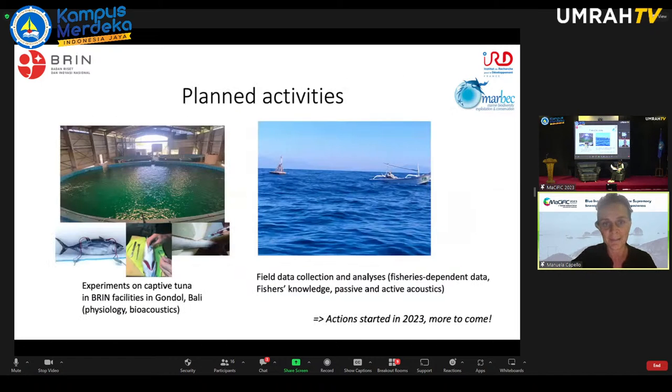So we have different activities that are planned and have started in 2023. Some activities concern experiments on captive tuna in the BRIN facilities in Gondol in the north of Bali. We will study the physiology, but also the bioacoustics of tuna. And other activities concern field data, the collection of both fisheries dependent and independent data, fishers' knowledge, but also passive and active acoustics. So the actions have started recently, and there is more to come, hopefully in the next years.